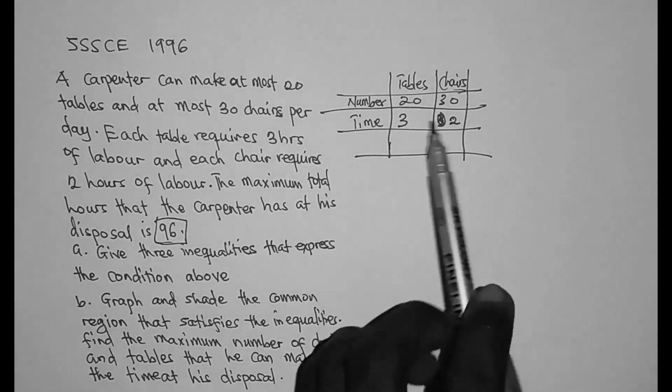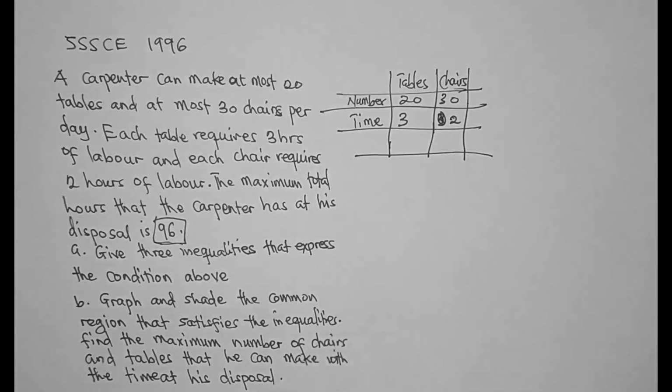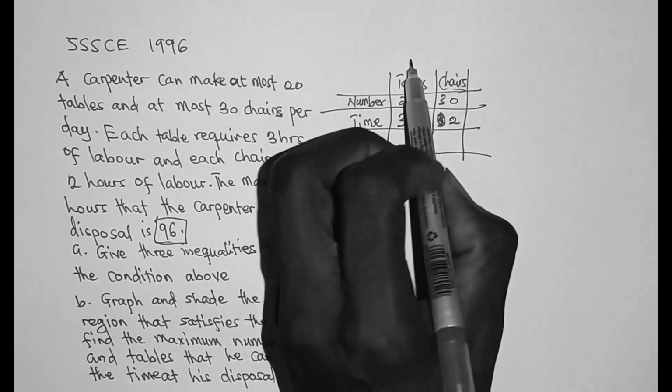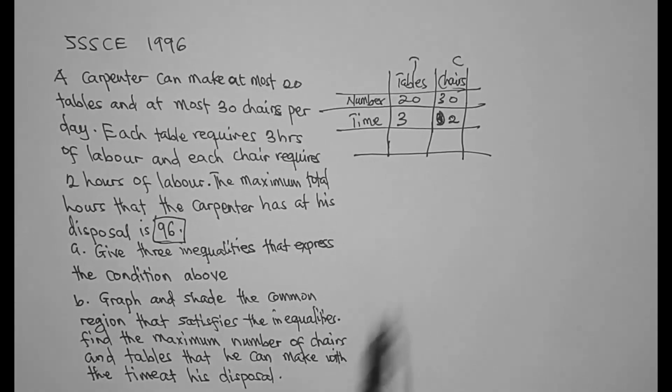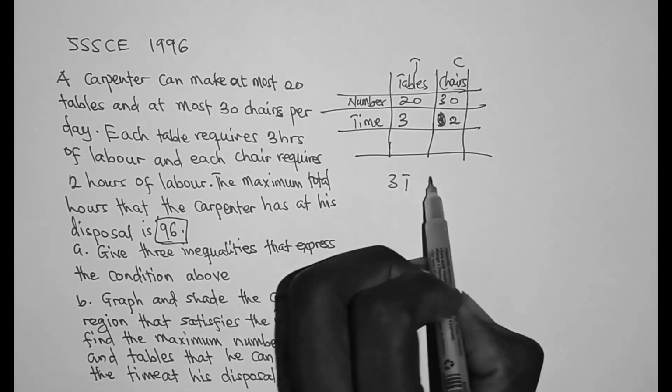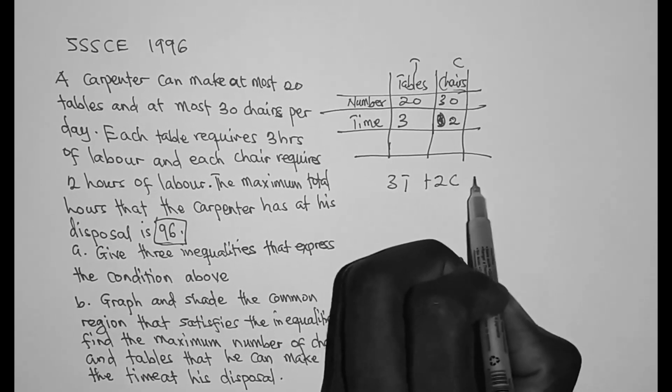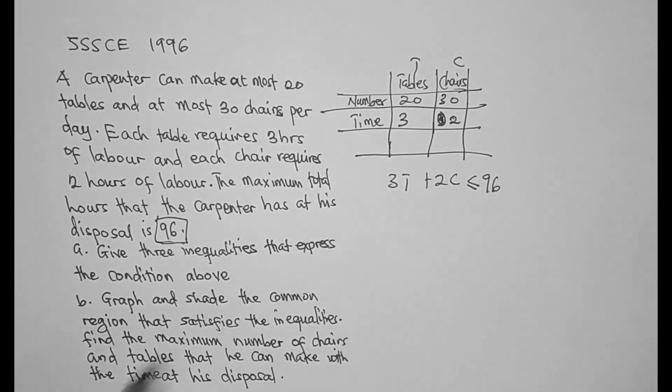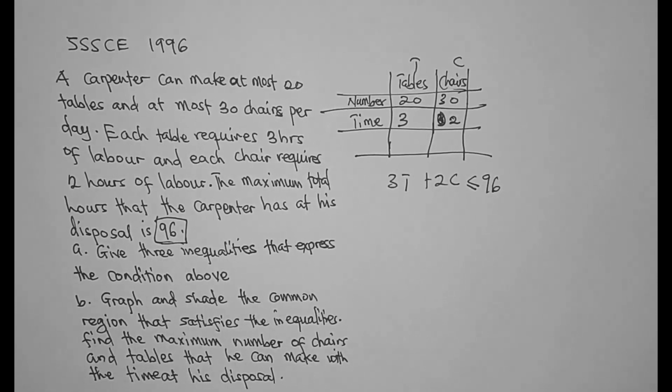So therefore, using the time, and using T for tables and C for chairs, you can write that 3T plus 2C is less than or equal to 96, because that's the maximum amount of time that he has at his disposal.